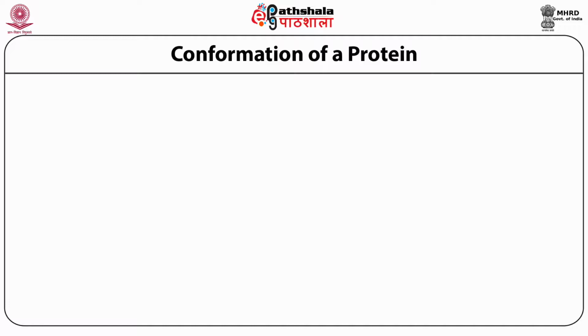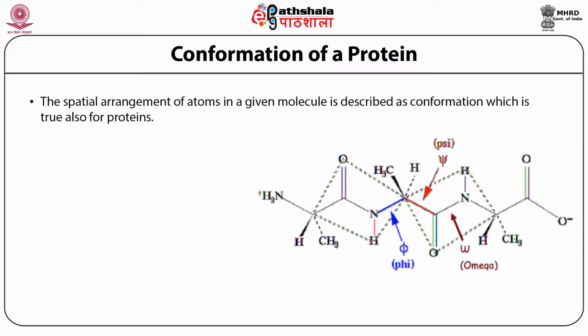Now, the conformation of a protein. What is conformation? The spatial arrangement of atoms in a given molecule is called conformation. For example, take a small molecule with a 6-membered ring, cyclohexane. This could be chair conformation, boat conformation, skew conformation, sofa conformation. You have seen all these things in your previous classes. Now, similarly, proteins also have different types of conformations.